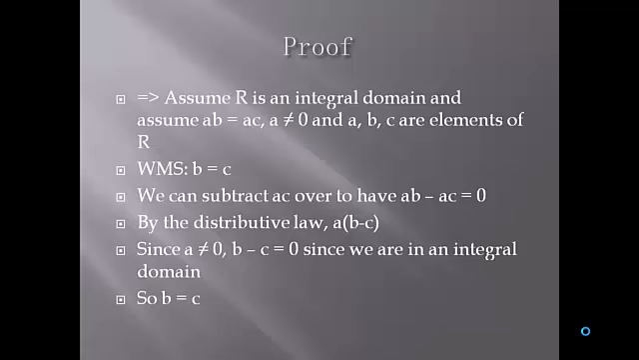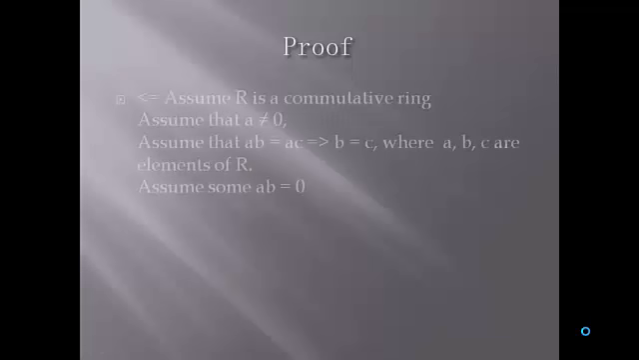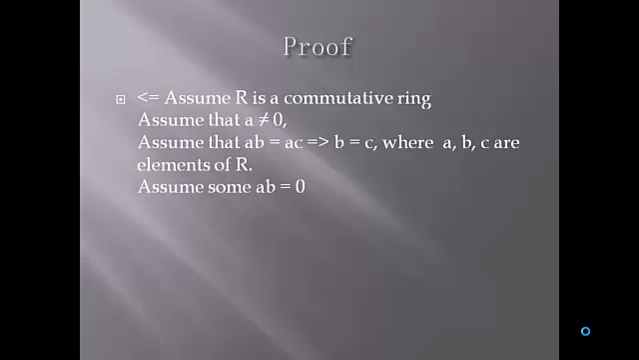Now let's go the other direction. We're going to assume that R is a commutative ring, assume that A does not equal 0, and we're going to assume that AB equaling AC implies that B equals C, where of course, again, A, B, and C are elements of the ring. So we're going to begin by saying that some A operated with B is going to equal 0. And we have to show that R is an integral domain.